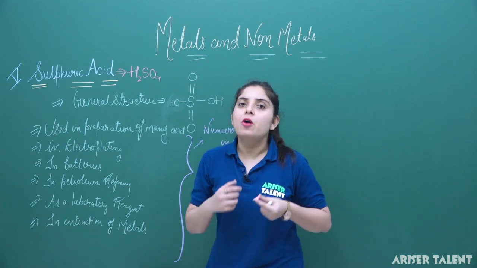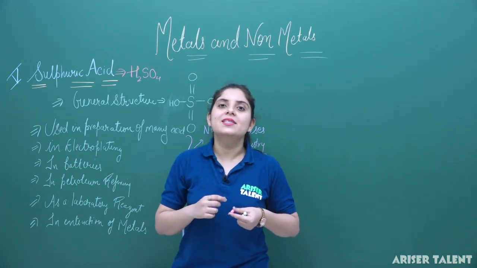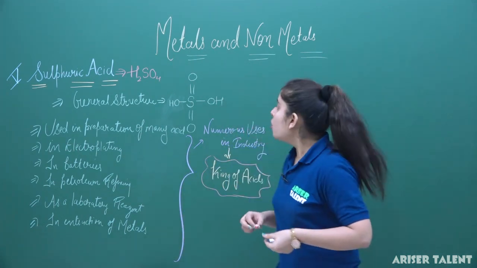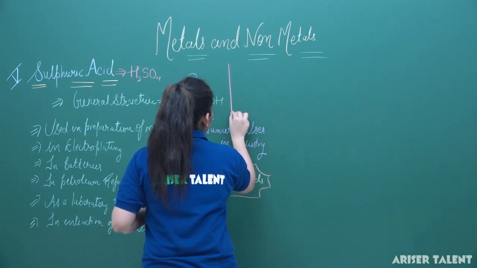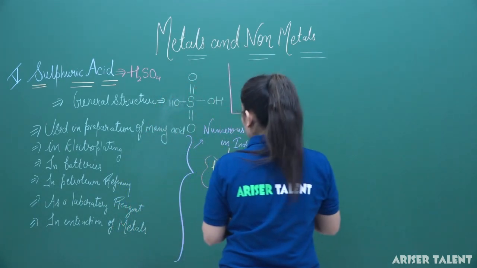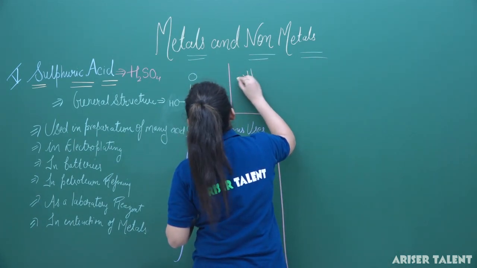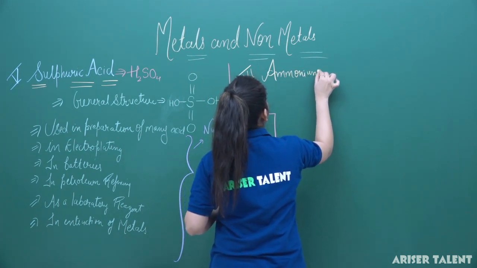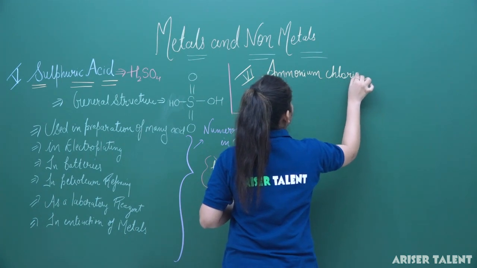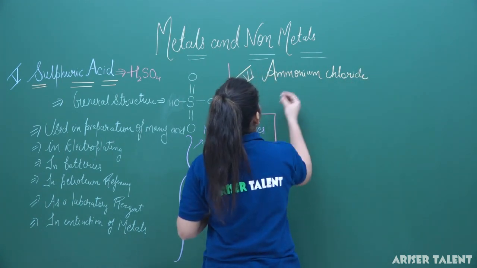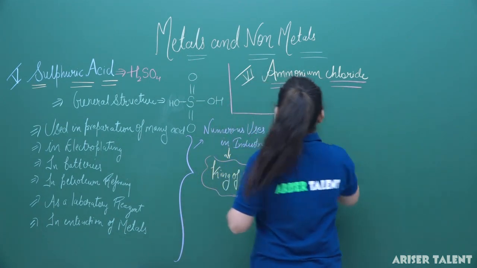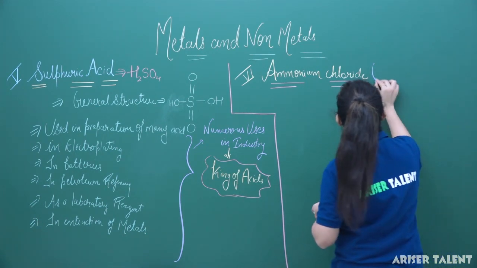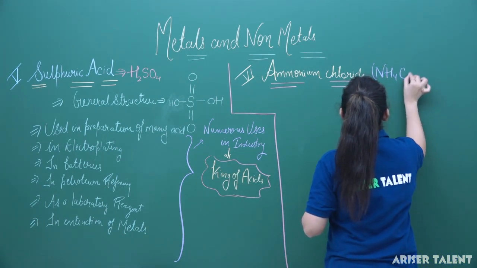Now we move forward to the next compound formed from non-metals. Our sixth compound is ammonium chloride. Ammonium chloride has the general formula NH4Cl.